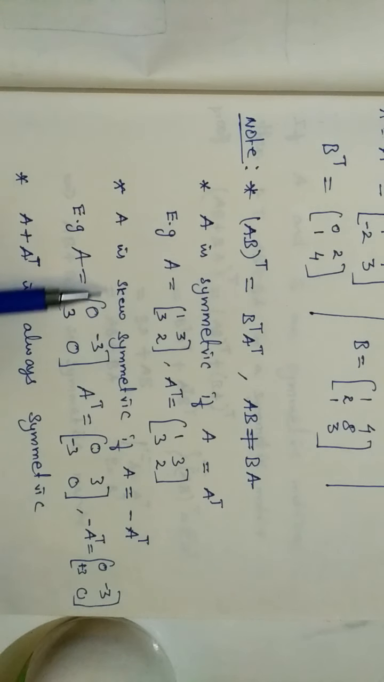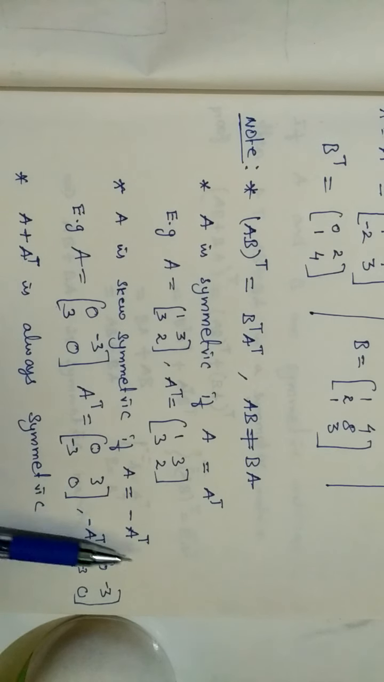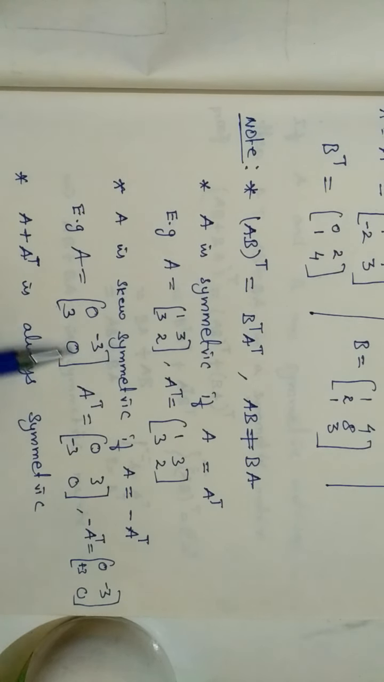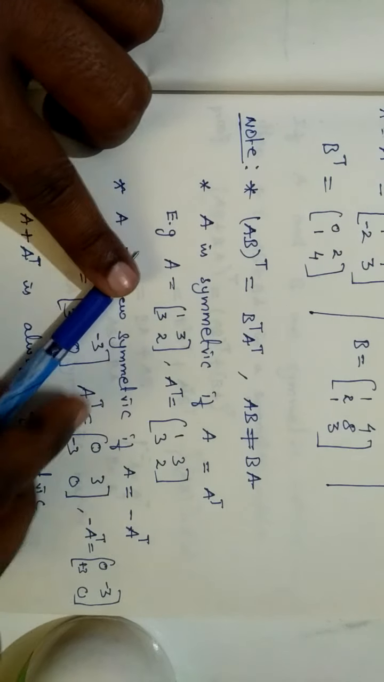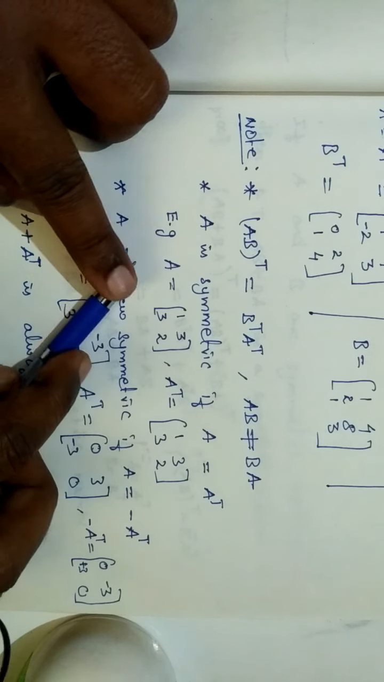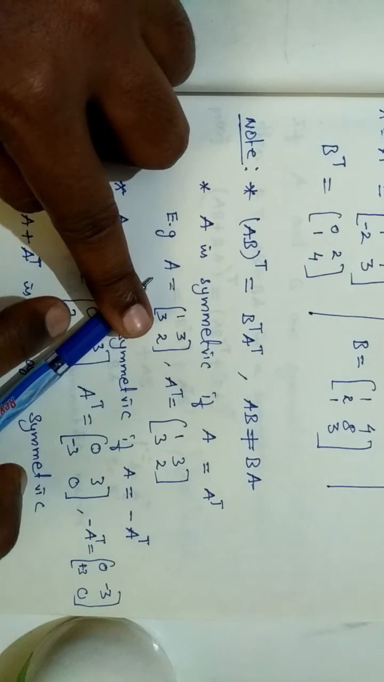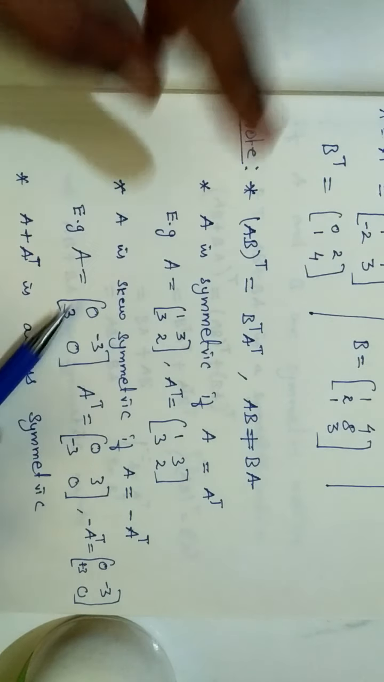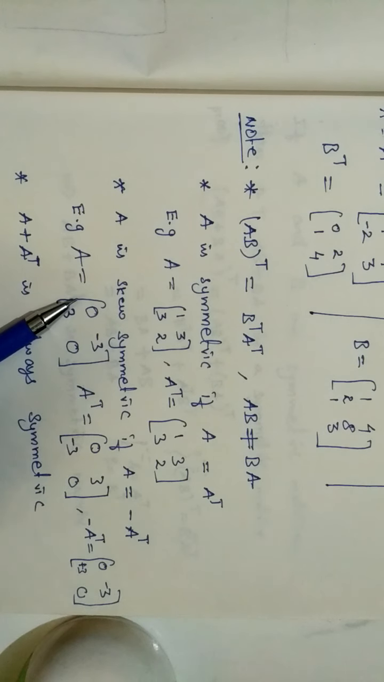We can say A is a skew symmetric matrix if A is equal to minus A transpose. This is an example of a skew symmetric matrix. For a skew symmetric matrix, the diagonal should be 0, and each element will reflect over to the other side, but sign-wise there will be a difference. If it is minus 3, there it will be plus 3. In such a way, if you take an example, you will get a skew symmetric matrix.